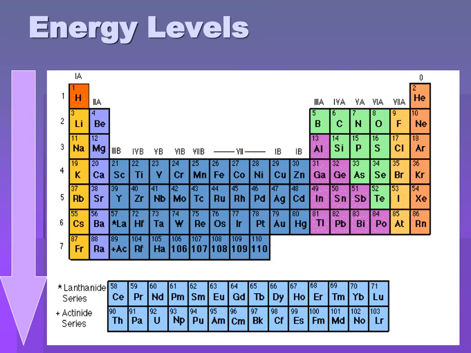Your number of energy levels is also going to increase as you work your way down. Because please remember, your number of energy levels is going to correspond to the period that that element is in. So hydrogen has 1 energy level. Lithium and beryllium have 2 energy levels. Sodium and magnesium have 3 energy levels. Potassium, calcium, and all these have 4 energy levels, and so on.